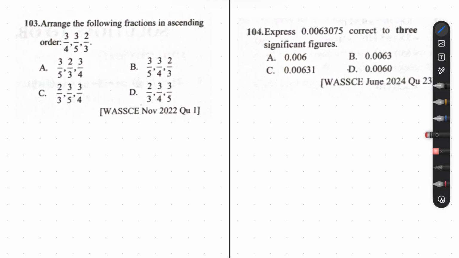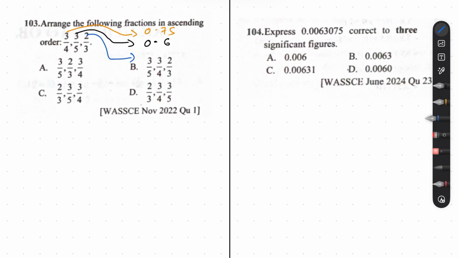It says arrange the following fractions in ascending order. So what we can do is change these to decimals so we can see which one is bigger or smallest. The first one here is what? 3 over 4, which is the same as 0.75. And the second one here is what? 3 over 5, which is the same as 0.6.